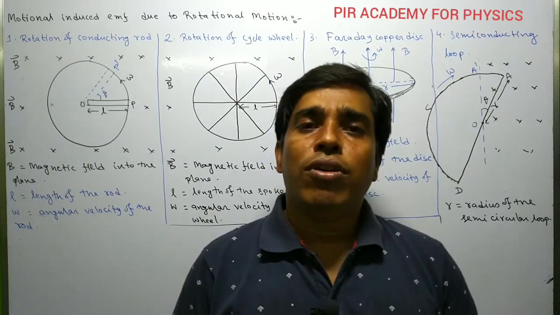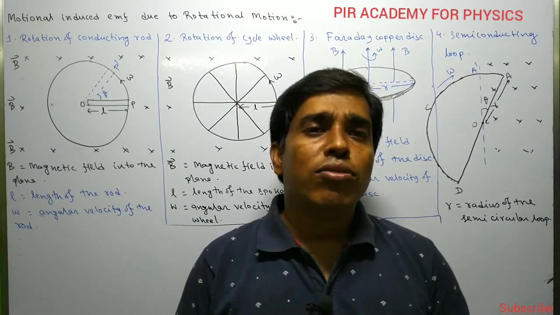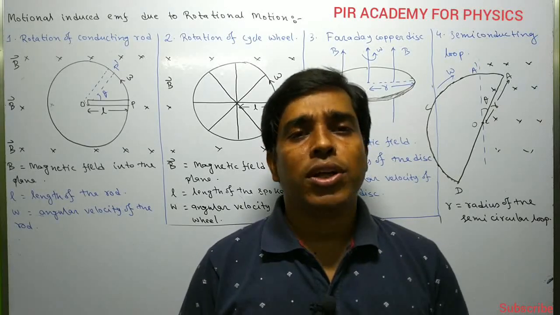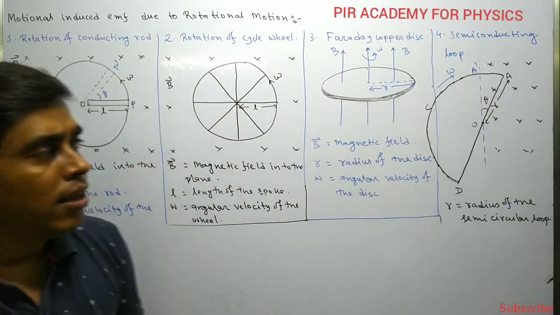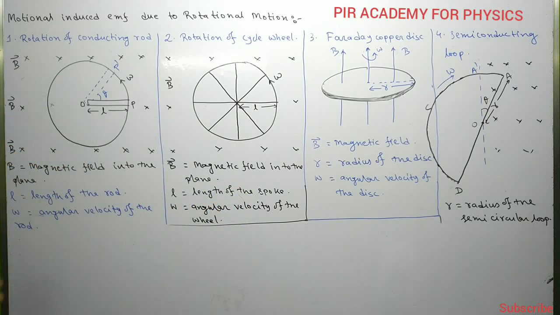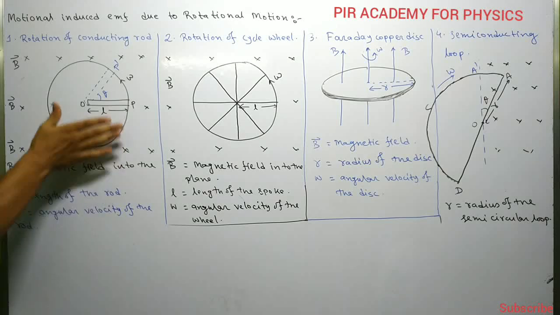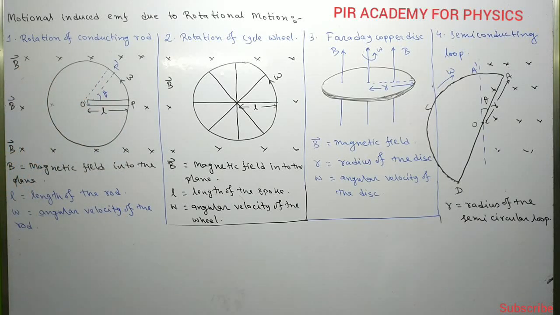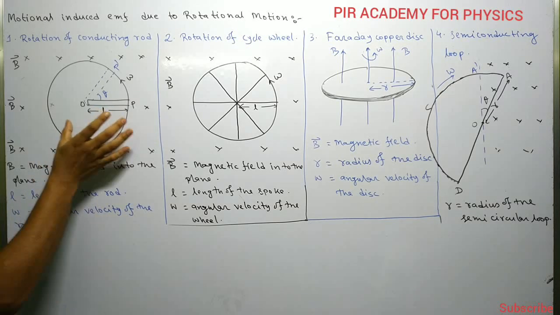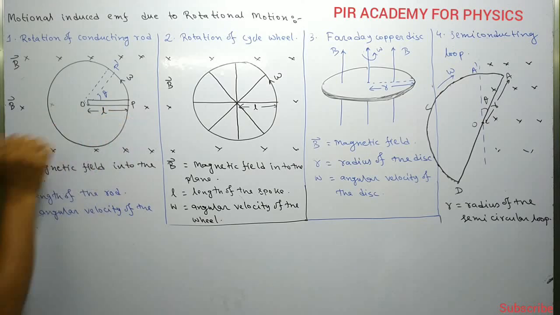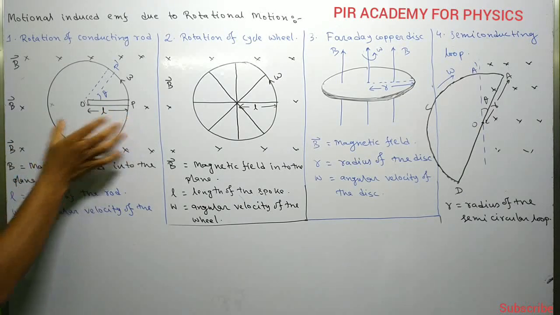Students, today we will discuss induced electromotive force due to rotational motion. Here you see that there are 4 cases. Due to rotational motion, the induced EMF arises. Number 1 is rotation of a conducting rod. If a conducting rod of length L is rotating in a uniform magnetic field perpendicular to the direction of the magnetic field, then you have to calculate the induced electromotive force and induced current on this conducting wire.